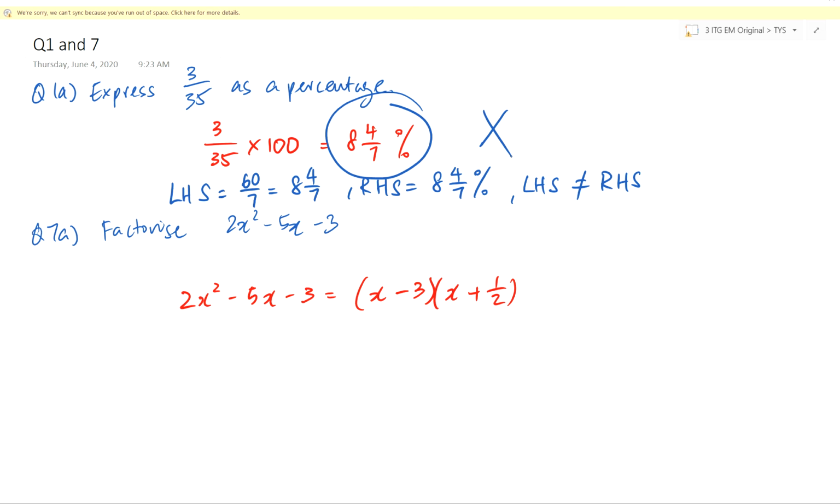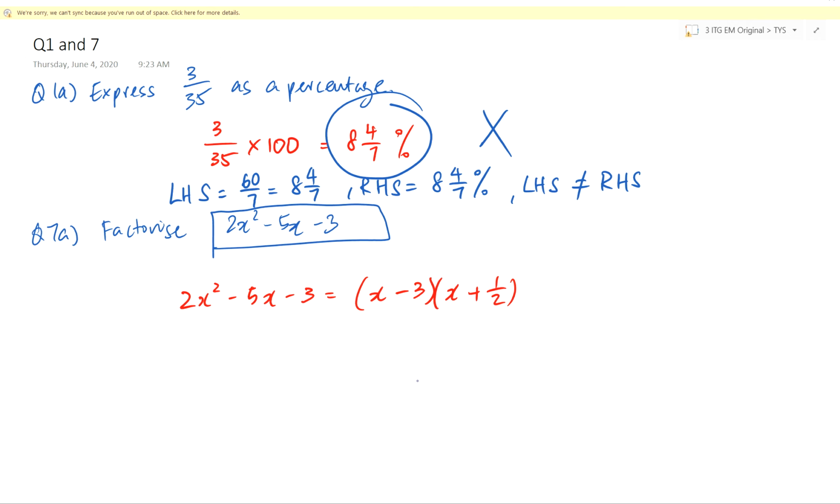Alright, next part, 7a. Factorize 2x squared minus 5x minus 3. Factorize. And this is my work. Is this correct? No, it is not correct. Do you know how I arrived at this? How did I do it? Oh yeah, mode 3, 3. What is this mode 3, 3? Mode 3, 3. I key in 2. I key in -5. I key in -3.